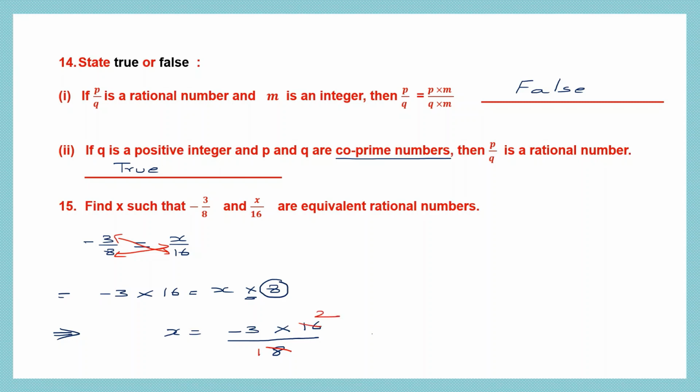Let's find the value of x now. X is equal to, multiply the numerators. Minus 3 into 2 is minus 6. In the denominator we have 1. So x is equal to minus 6. So we have found the value of x.